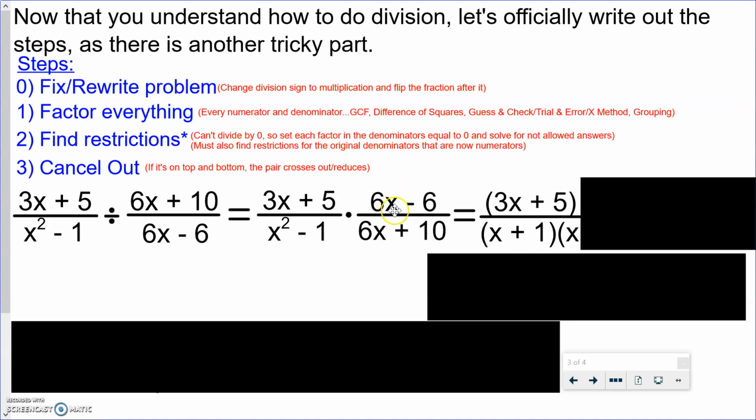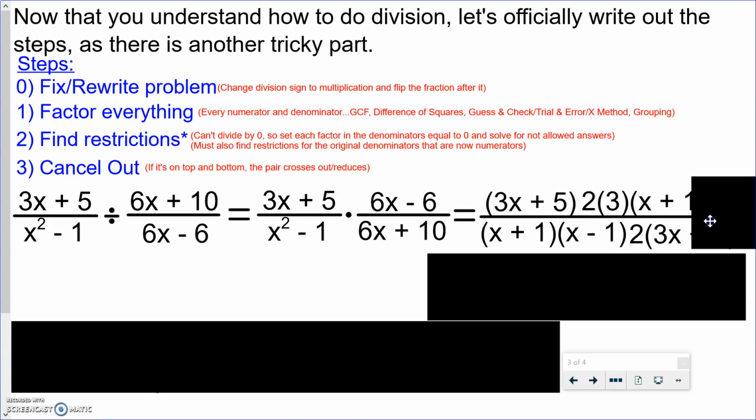The second top has a GCF of 6, but 6 is not prime, so I break down 6 into 2 times 3, and then x plus 1 is left over inside. Bottom left, that is a difference of squares, x, 1, 1, plus minus. Then the 6x plus 10 has a GCF of 2. What's left over is 3x plus 5.